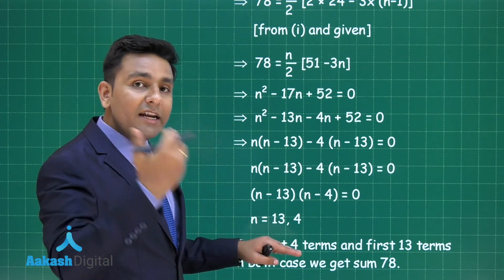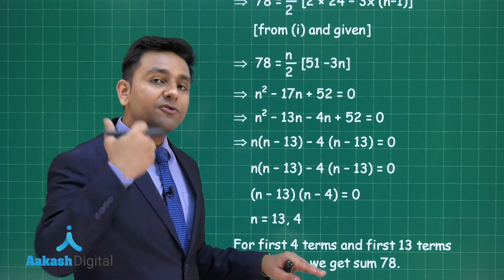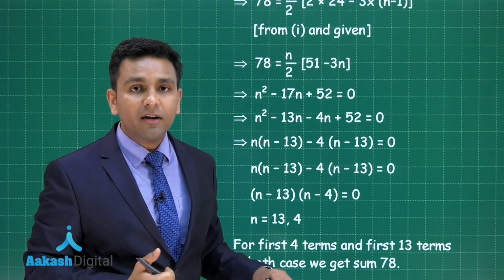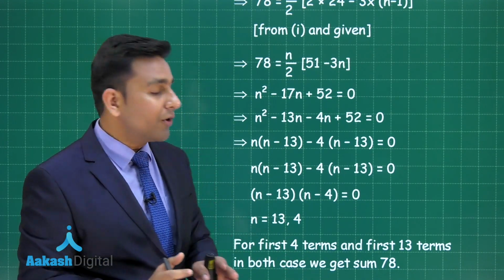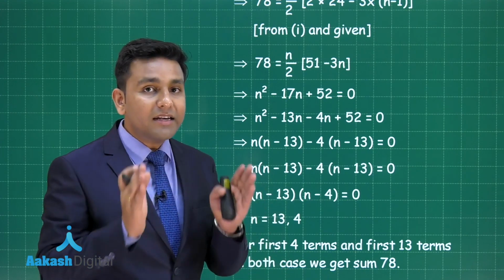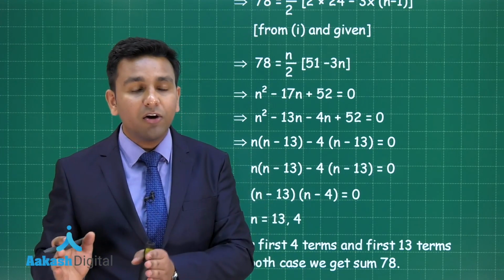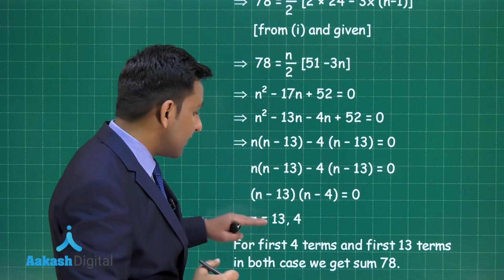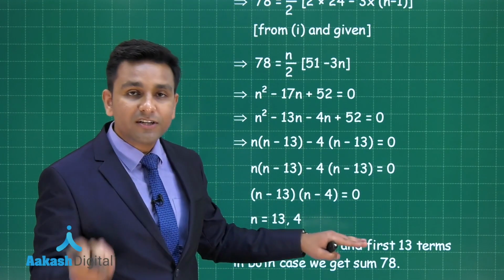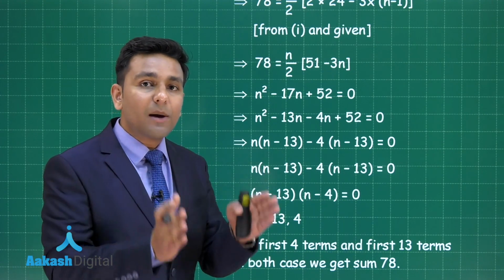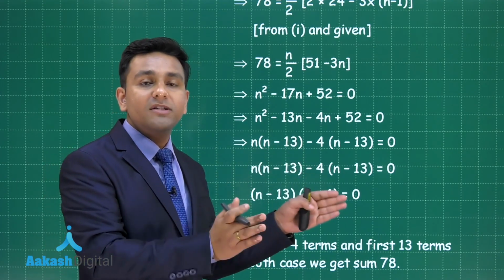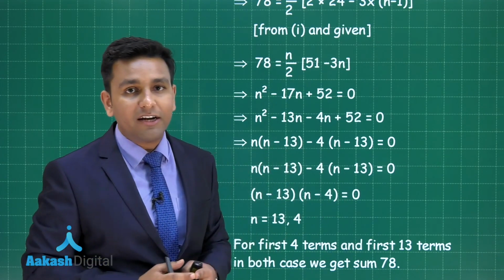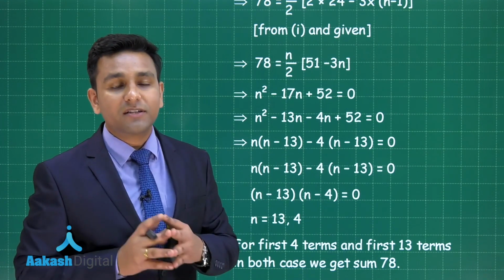क्यों मुझे 13 टर्म्स का भी सम 78 मिल रहा है और फर्स्ट 4 टर्म्स का भी सम 78 मिल रहा है? इससे मैं ये कंक्लूड कर सकता हूं कि इस अरिथमेटिक प्रोग्रेशन में कई सारे टर्म्स नेगेटिव भी हैं और कुछ टर्म पॉजिटिव भी हैं, so that we are getting the sum of first 4 terms of this arithmetic progression is 78, as well as the sum of first 13 terms of this arithmetic progression is also 78, and this is the answer for this question.